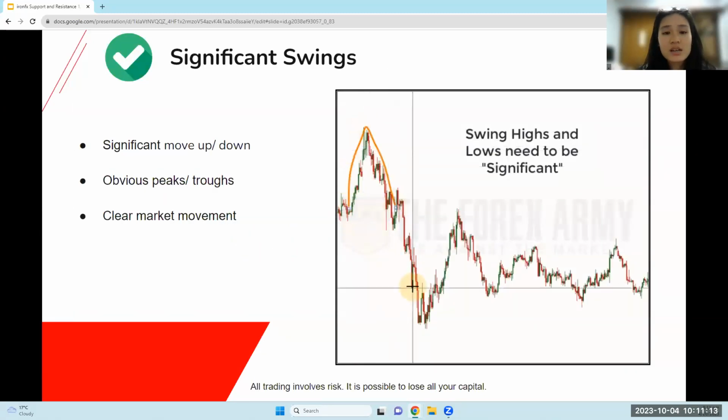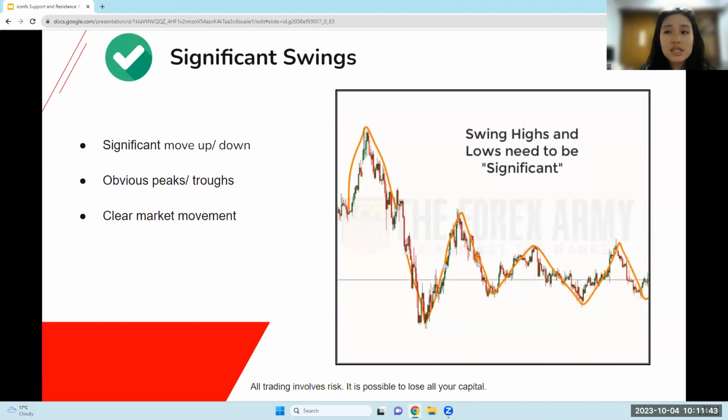Okay, and now let's take a look at a correct example of significant swings. So here you can see that there is a clear move up and down with obvious peaks and troughs and yeah, clear market movements basically. So in this GIF, that's basically what you are looking for when you are deciding on a chart to analyze on.